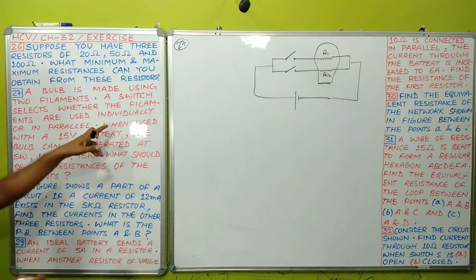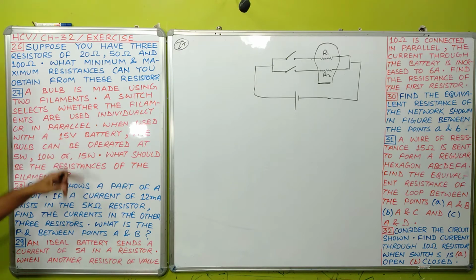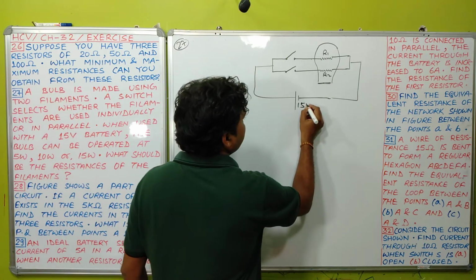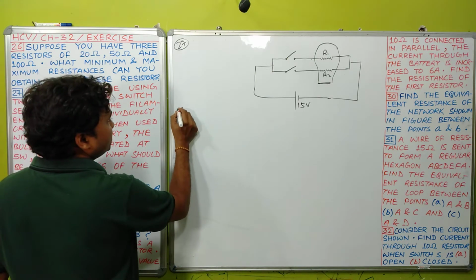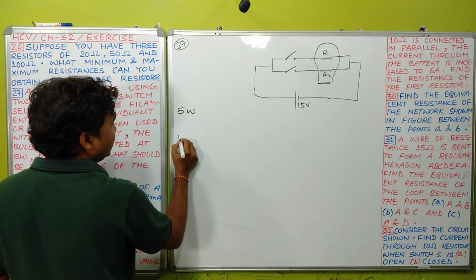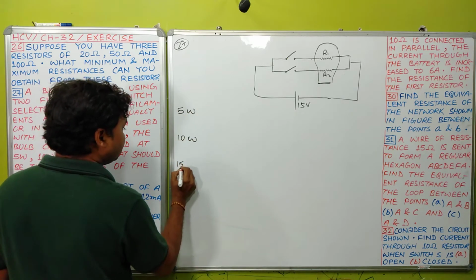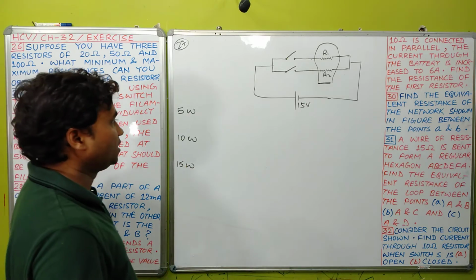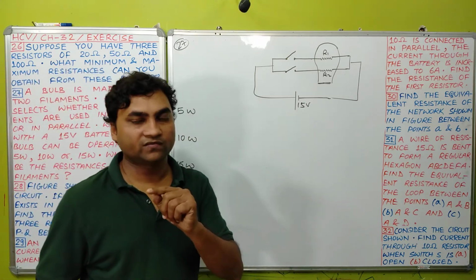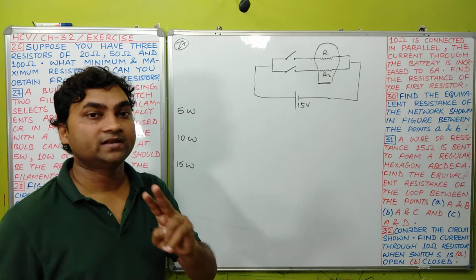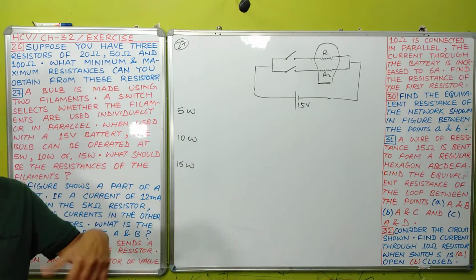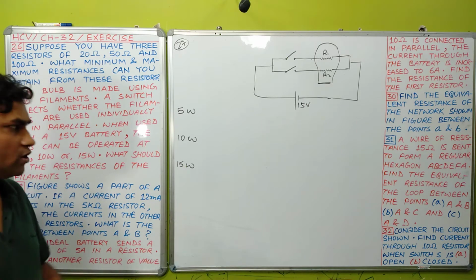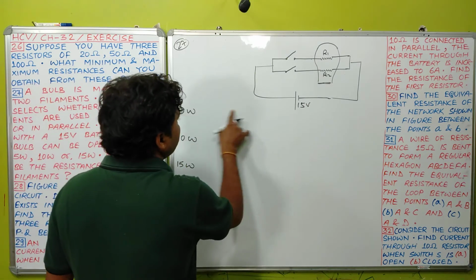Okay, now the question is saying when used with a 15 volt battery, the bulb can be operated at 5 watt, 10 watt or 15 watt. Student, three conditions are given: 5 watt, 10 watt or 15 watt. Obviously there will be three conditions. One, when any one filament will be used. Second condition, when the second filament will be used, and the third condition, when both filaments will be used in parallel condition. Okay, and accordingly there are three values of power.